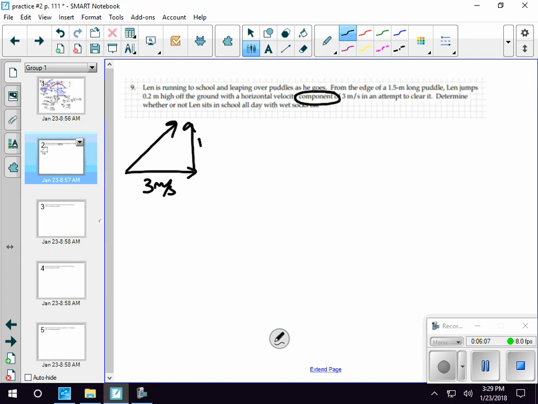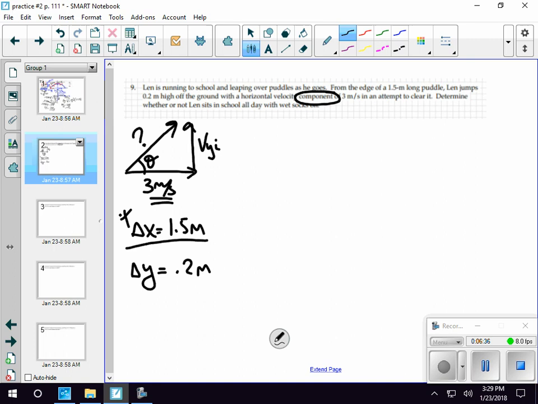We have no idea what that is. We have no idea what the angle is. All right, but we do know this. And we know that the puddle is 1.5 meters long that he wants to clear. And we know that the vertical height that he travels is 0.2 meters. And we want to know whether he manages to go this far.